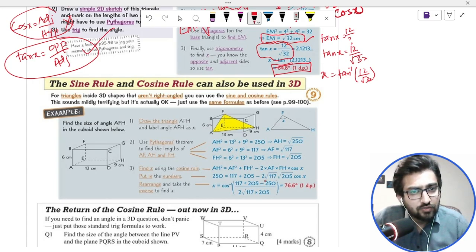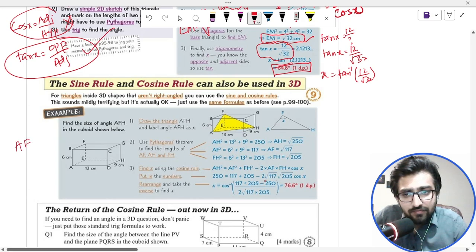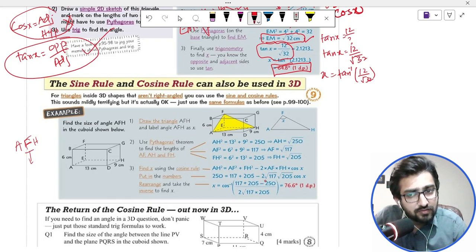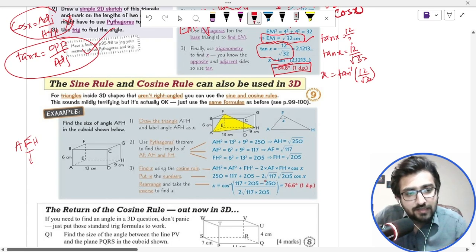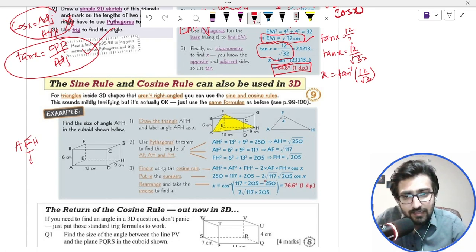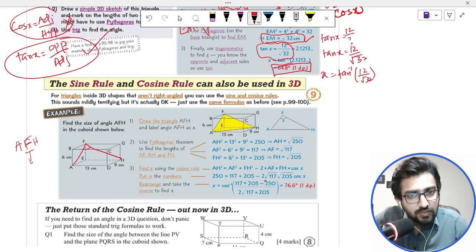What about sine rule and cosine rule in three dimensions? Now this is a question given. It says find the size of the angle AFH. Last time I also explained that AFH means the question is asking to find the angle with F, the middle character. So this is A, that is F, that is H. So we need to find this angle. Let's see it here. That is the yellow triangle, and we want to find that angle.